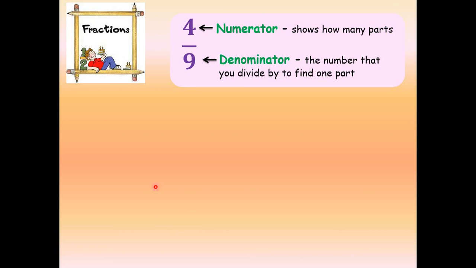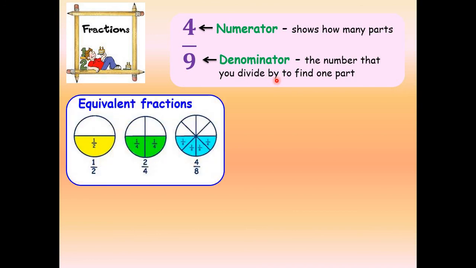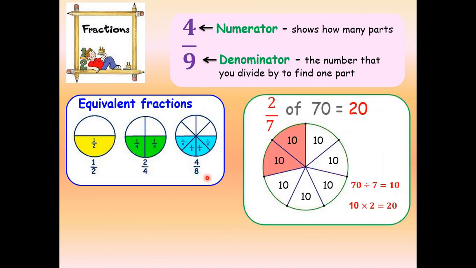So let's do a little recap of what we've looked at in this lesson. So we've looked at the names of the parts of the fraction, the numerator and the denominator, the number at the top showing how many parts you want, and the denominator, the number that you divide by to find that one part. We've looked at equivalent fractions, how 1/2, 2/4, and 4/8 are the same thing. And we've looked at finding 2/7 of 70, which is 20, because 70 divided by 7, which is 10, multiplied by 2 gives us 20.